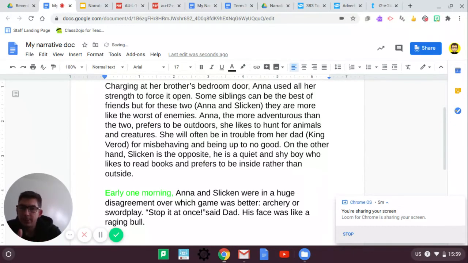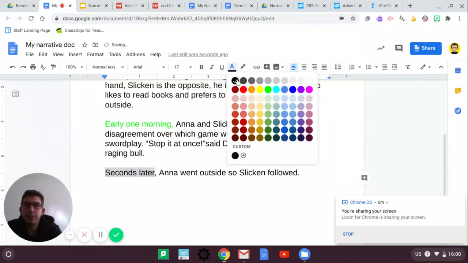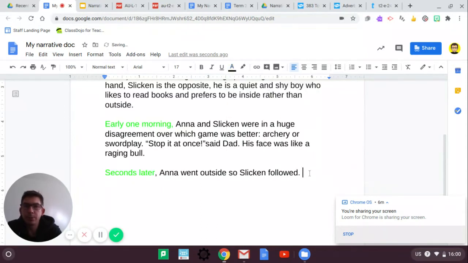And you could go on to develop this, if you want. Seconds later, in fact, that's another one. Seconds later, Anna went outside. So Slicken followed. Okay. And again, these are linking words. I'm just going to highlight them in green. You can use these if you wish. So Slicken followed. Once outside.